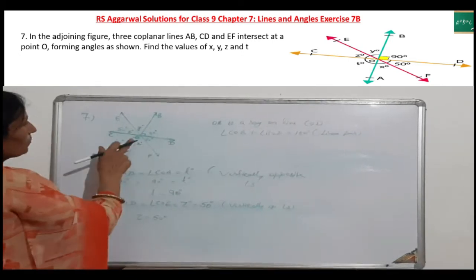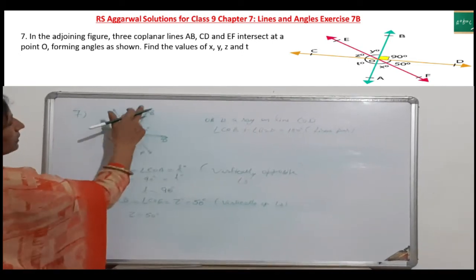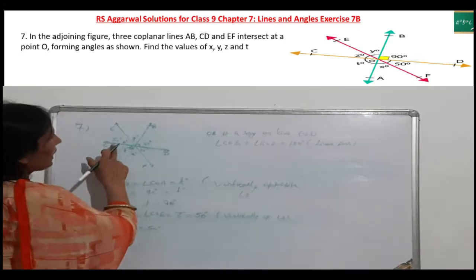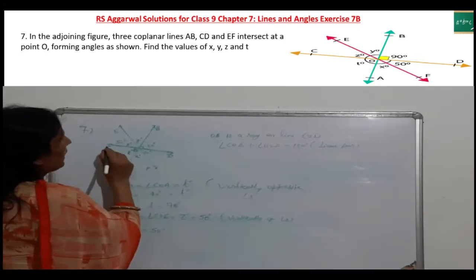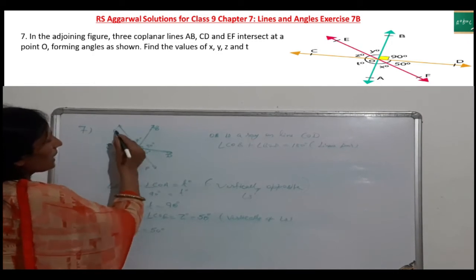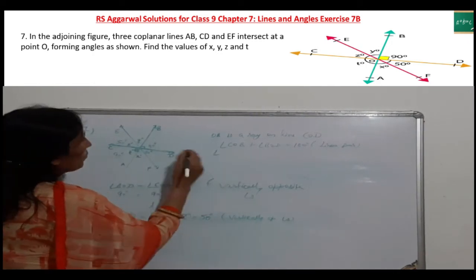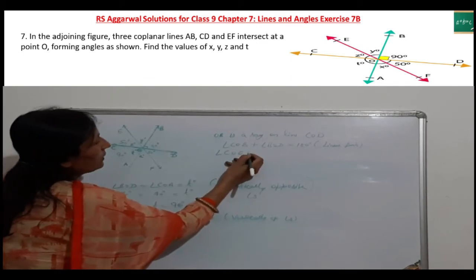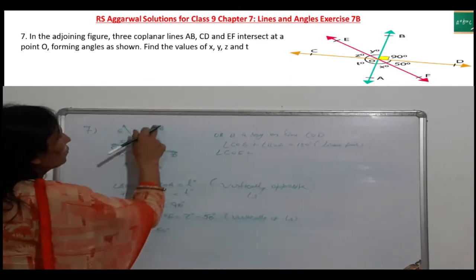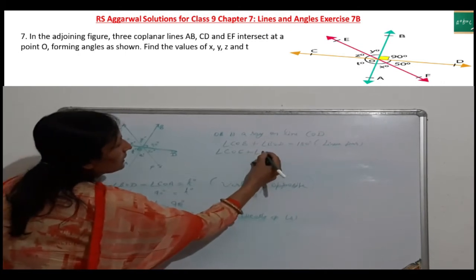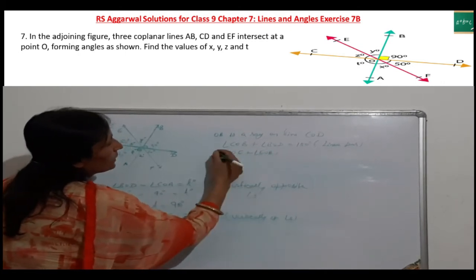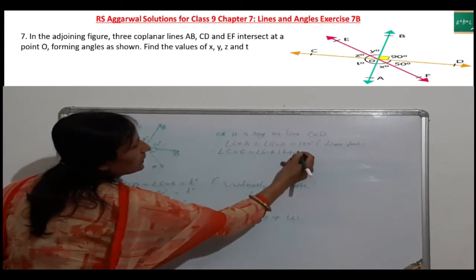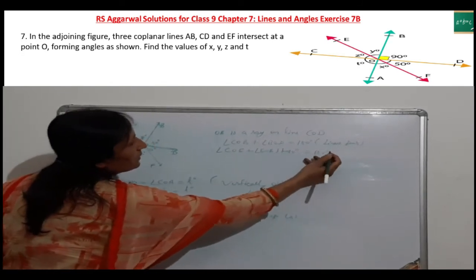Okay. So the value of COB we don't know, 50 we know, and Y we don't know. So what we can write is angle COB can be written as angle COE plus angle EOB plus angle BOD, and the value of BOD is 90 degrees.